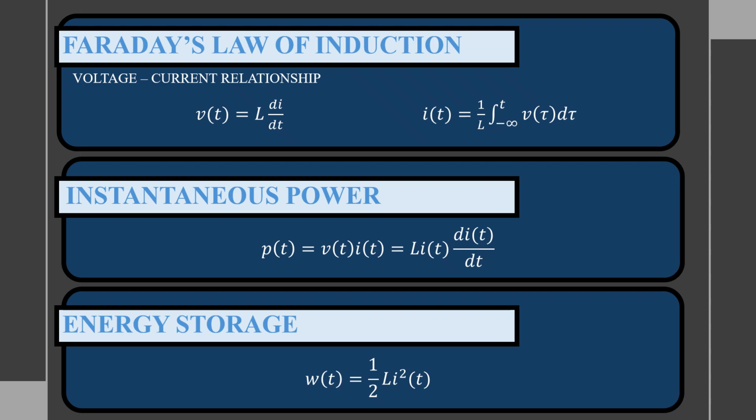Taking our attention to the center equation, the instantaneous power delivered to the inductor is given by the inductance multiplied by the current flowing through it and the rate of change of the current. Lastly, the energy stored in an inductor at some time t is found by taking the inductance multiplied by the current flowing through it squared, divided by 2.